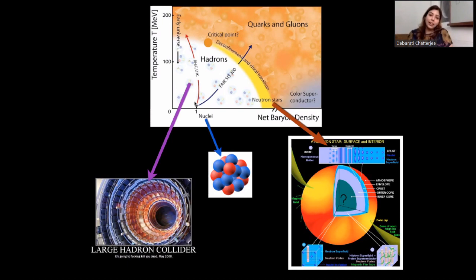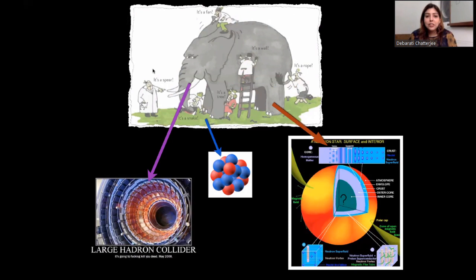So actually, even though we can get some clues and hints from the behavior of matter in accelerators and nuclei, we are actually groping in the dark, let's say, and we are trying to put a puzzle together to understand what's going on in the interior of neutron stars. This is a multidisciplinary, very challenging problem.